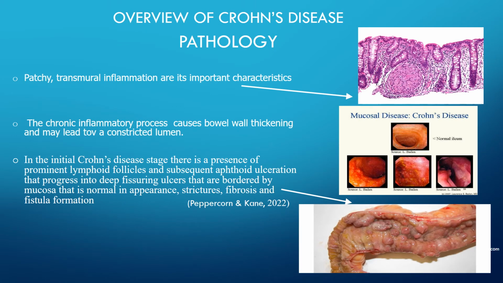Overview of Crohn's disease pathology. Patchy transmural inflammation is one of its important characteristics, as you can see in one of the pictures. The chronic inflammatory process causes bowel wall thickening and may lead to a constricted lumen. In the initial Crohn's disease stage, there is a presence of prominent lymphoid follicles and subsequent aphthoid ulcerations that progress into deep fissuring ulcers that are bordered by mucosa that is normal in appearance, strictures, fibrosis, and fistula formation.